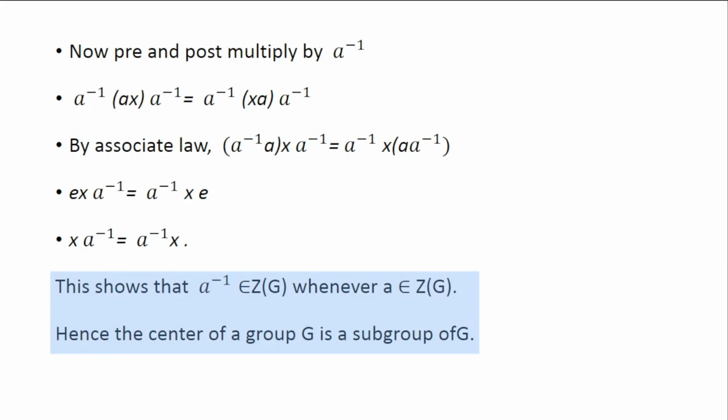This shows that a⁻¹ is an element of Z(G) whenever a is an element of Z(G). Hence, the center of a group G is a subgroup of G.